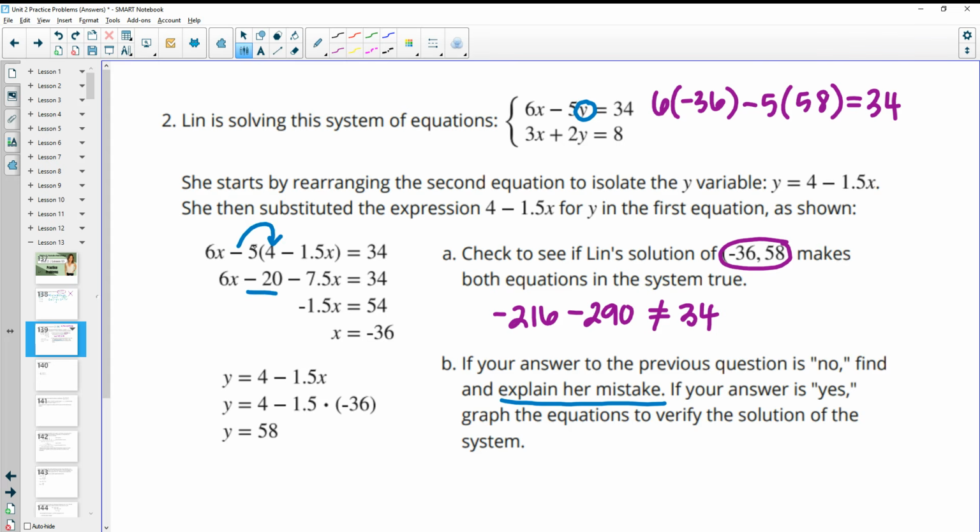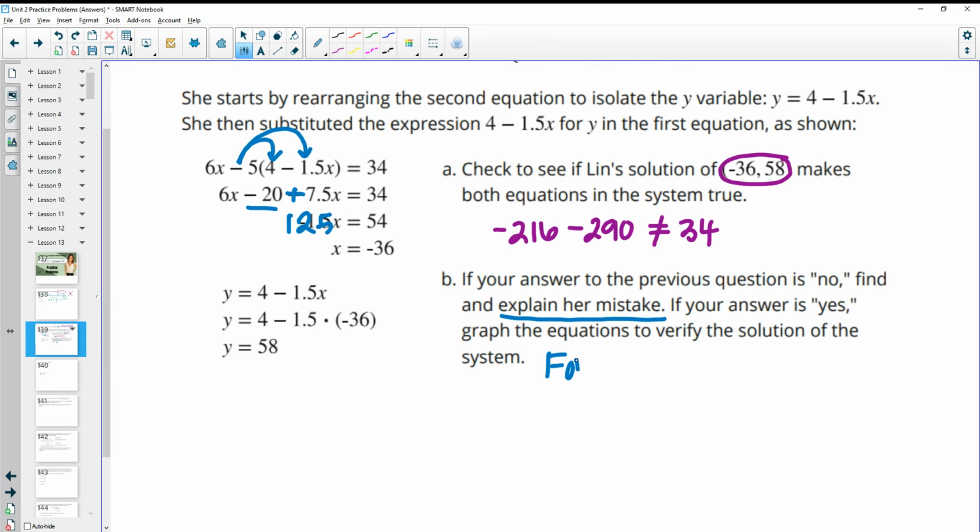And then when she moves to this step, she should be doing -5 times 4, which is -20. Then she should be doing -5 times -1.5. So this part should have been positive 7.5. When you do a negative times a negative, we should have gotten a positive here. So when she did 6 plus 7.5x instead of 6 minus, this would have been 12.5x here, and that would have changed the solutions. So what she did was forget that -5 times -1.5x equals positive 7.5x, or she missed distributing in that negative.